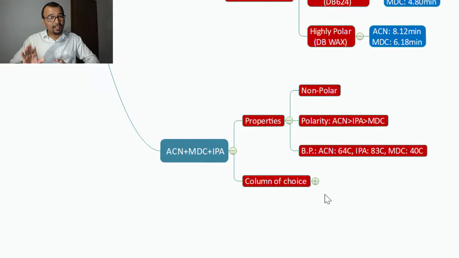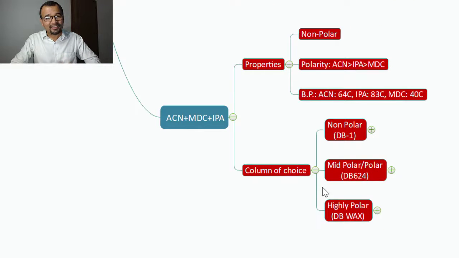Okay, so the polarity is very important because we are going to talk about the retention based on their polarities. The boiling point of ACN is 64 degrees Celsius. The boiling point of IPA is 83 degrees Celsius and boiling point of MDC is 40 degrees Celsius. So let us understand their retention behavior onto again these three compounds, that is non-polar, mid-polar and then the highly polar. So what do you expect to happen onto the non-polar stationary phase like Db1?